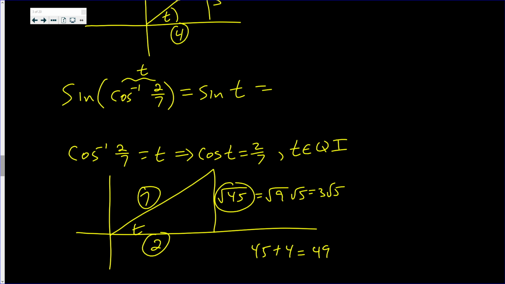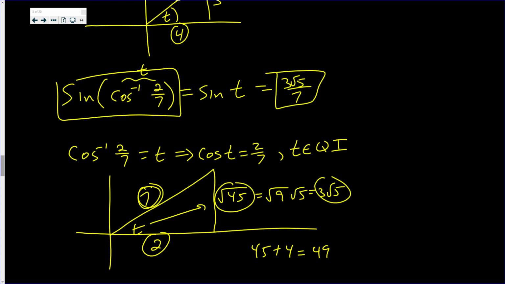So what is the sine of t? It's the opposite, 3 radical 5, divided by the hypotenuse. So this is 3 radical 5 over 7.